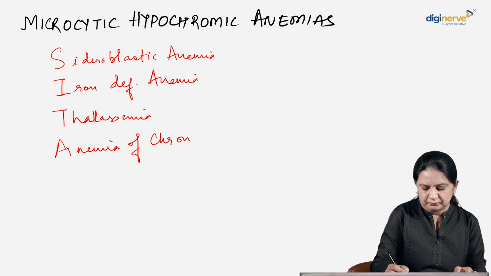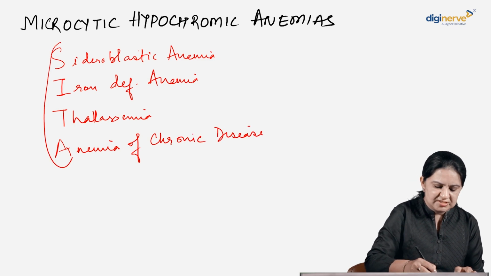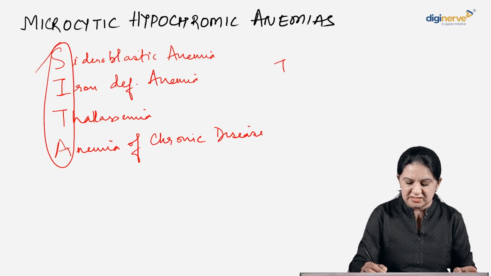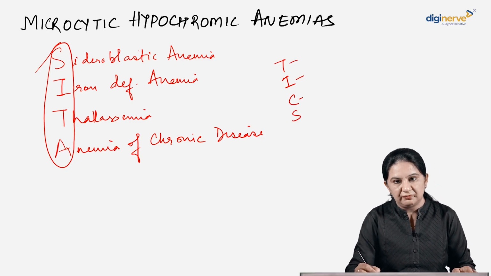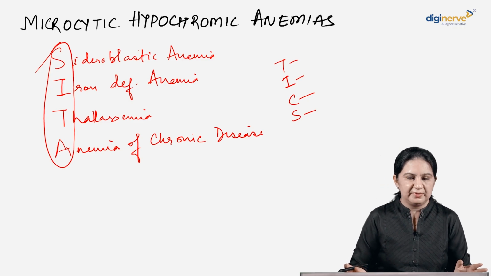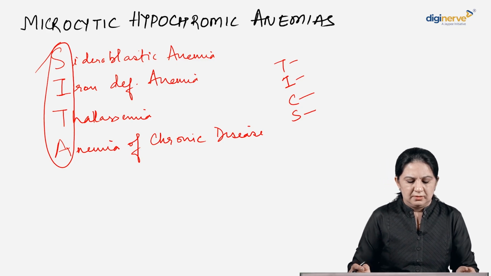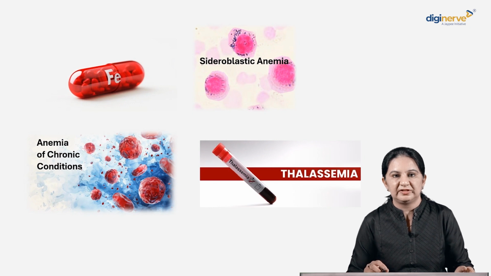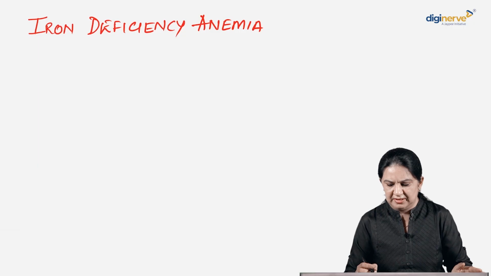All right. So please remember the mnemonic SITA of microcytic hypochromic anemias. Another could be TICS. All right. Thalassemia, iron deficiency anemia, anemia of chronic disease, and sideroblastic anemia. Whichever you feel comfortable, you can remember SITA or TICS. All right. So we will discuss iron deficiency, sideroblastic and chronic disease anemia here. Thalassemia, we will discuss it with the hemoglobinopathies. All right. Beginning with iron deficiency anemia.